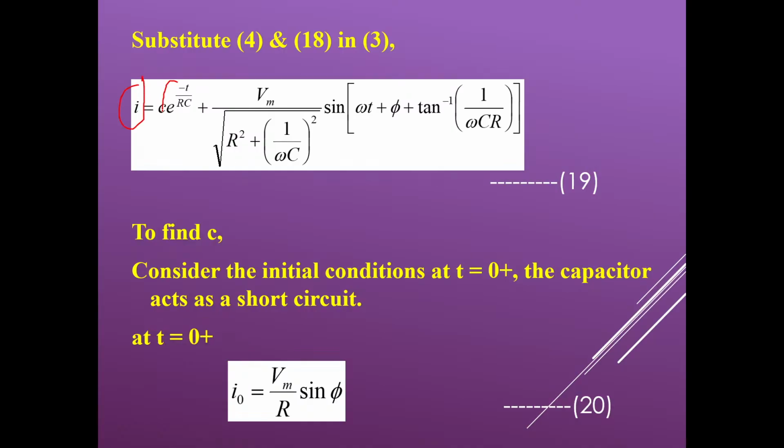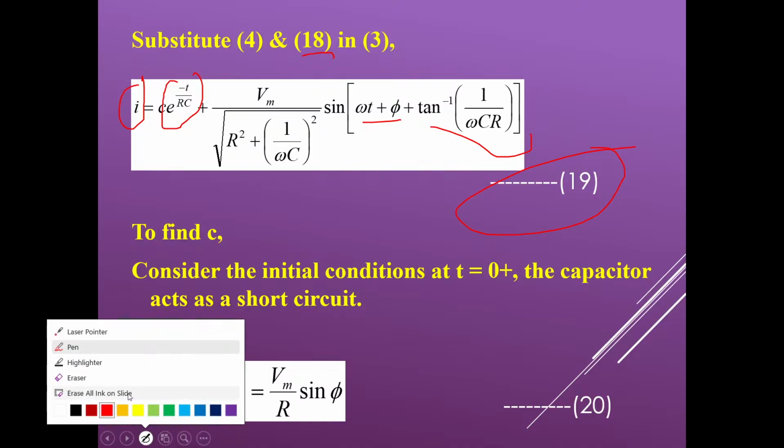So I is equal to complementary part, which was C into e to the power of minus t by RC, and the particular part, which we have just calculated, that is our equation number 18, Vm by root of R square plus (1 by omega C) whole square, sin(omega t plus phi plus tan inverse of 1 by omega RC), considered as equation number 19. This is the total solution for the current.